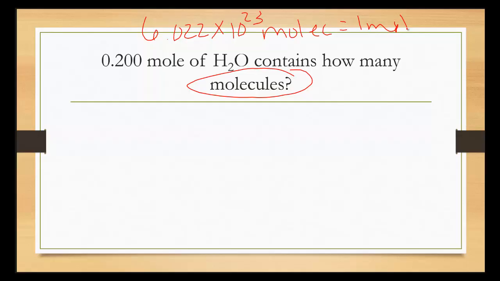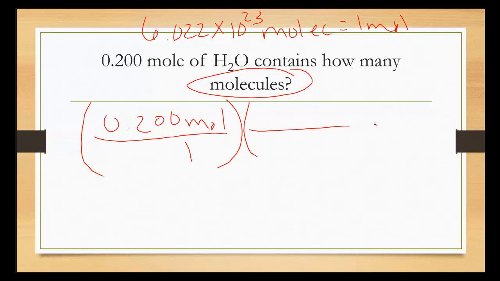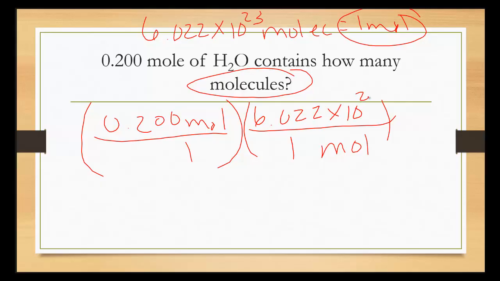So, put the number we're trying to convert over 1. We have moles on top, which means we want moles on the bottom. Look at your conversion factor. 1 goes with moles. 6.022 times 10 to the 23rd molecules goes on top. So 0.2 times 6.022 second function EE 23 comes out to be 1.20 times 10 to the 23rd molecules.